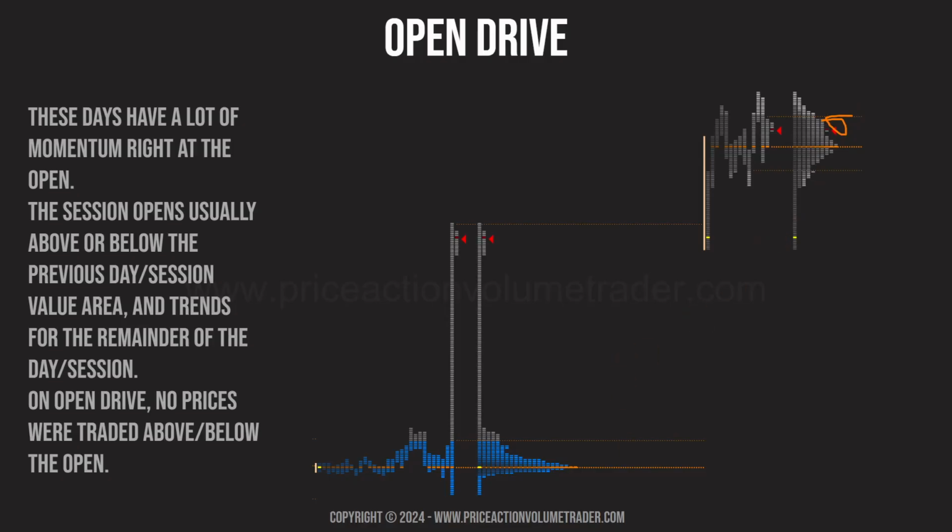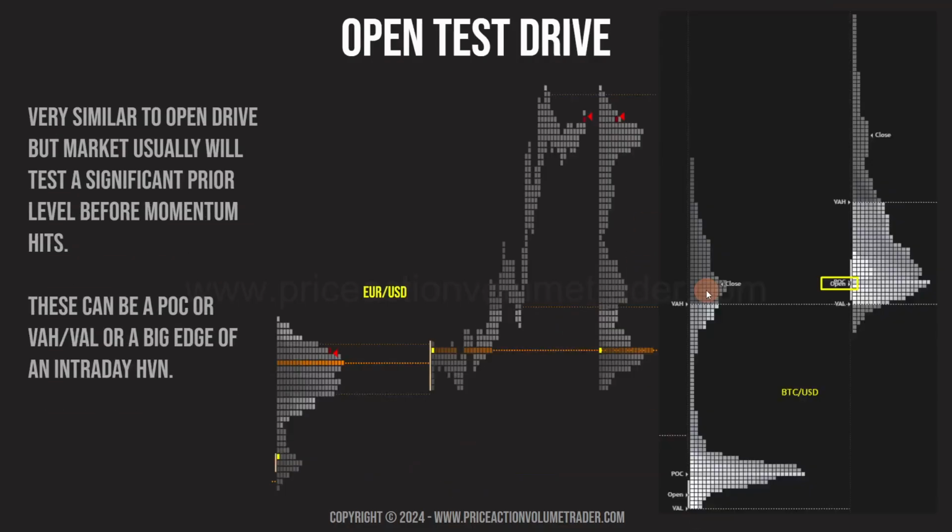So you can see in this case we had a fundamental event already in play right before the regular trading market opens. So we just looked in this case to see the confirmation for the momentum and continuation when we opened up the session. Then we have open test drive.